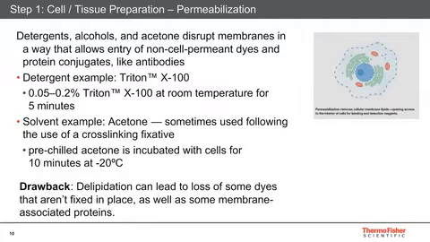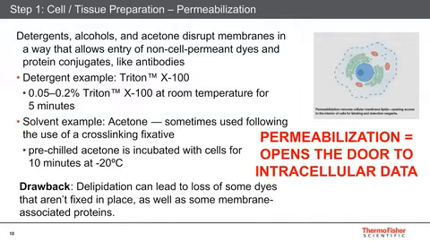Next, you'll permeabilize your cells. This is where you actually poke holes in the plasma membrane, delipidize the plasma membrane such that large molecules can enter. This is very important if you're doing intracellular targets, especially with antibodies. A typical way is to use a detergent like Triton X-100, maybe at 0.1 or 0.2% at room temperature for 5 to 10 minutes. Sometimes you'll use solvent-based methods like acetone to do the permeabilization. Just realize that too much permeabilization can cause loss of some antigens, and delipidation can cause loss of some dyes, especially membrane-bound dyes. Remember, permeabilization actually opens the door to those intracellular compartments.